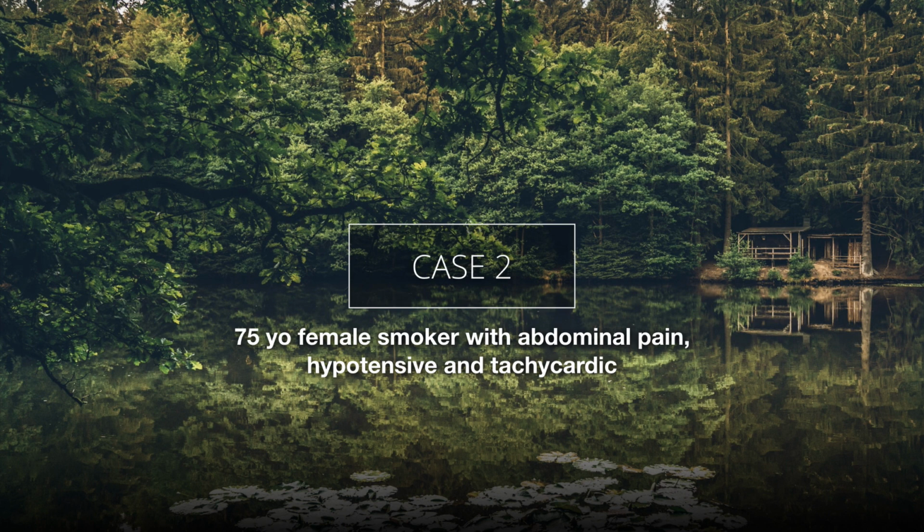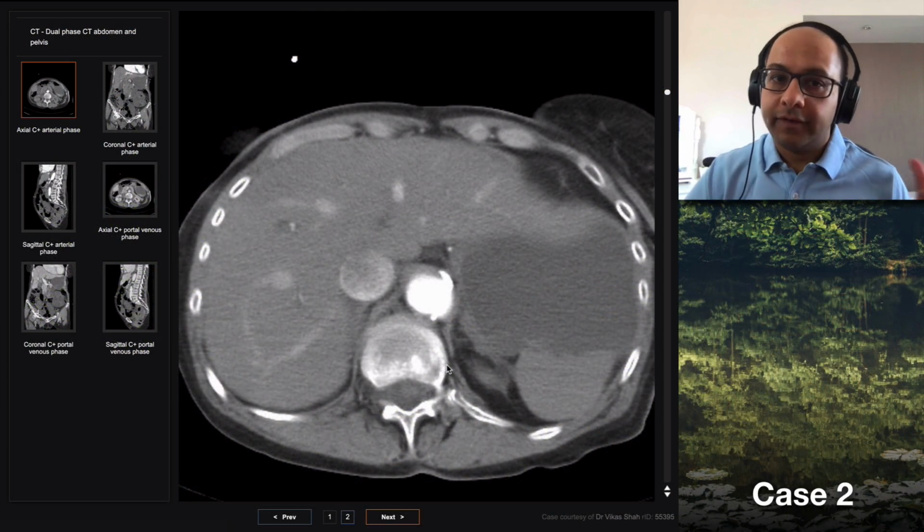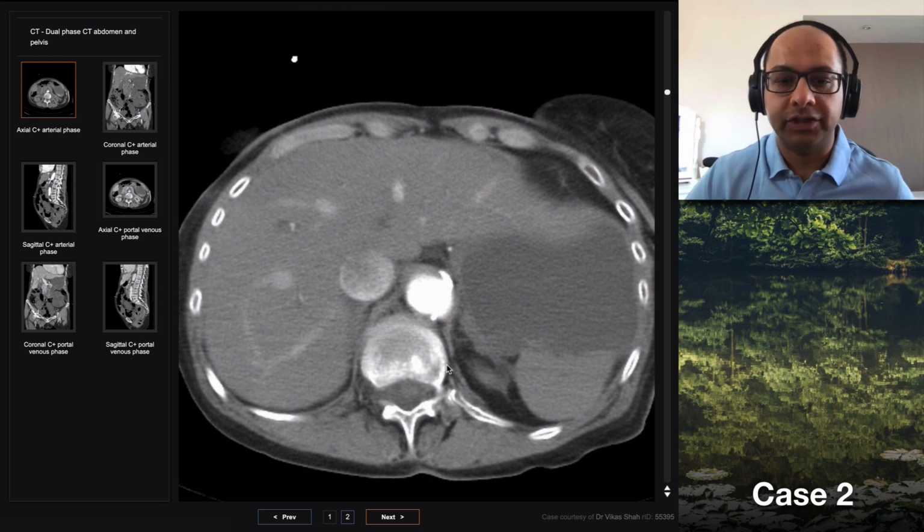She has come in with a similar history to the first case: sudden onset abdominal pain, hypotensive and tachycardic. She has a history of smoking and hypertension. So they wondered whether or not she had a ruptured abdominal aortic aneurysm, because that would all add up to someone who's a vascular patient, sudden onset abdominal catastrophe. So she's having a CT.